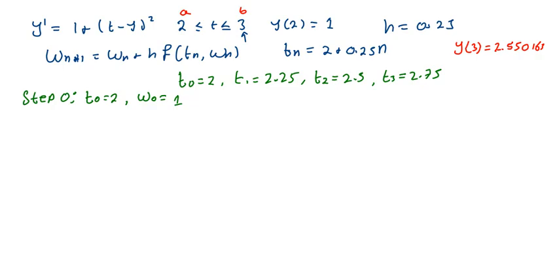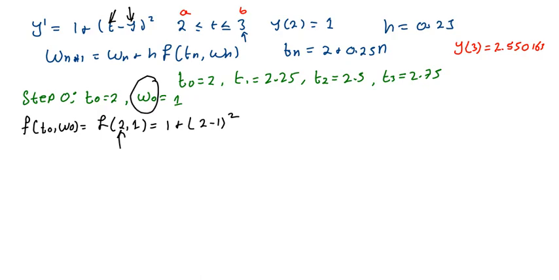Okay, so the first thing that you do is substitute in the main equation. So it simply means you're going to say f of t naught comma w naught is going to be equal to f of, your t naught is 2, w naught is 1, is equal to 1 plus (2 minus 1) squared, because where there is t here, substitute with 2. Where there is y, you substitute with w, which is 1. So this is going to end up giving you 2.